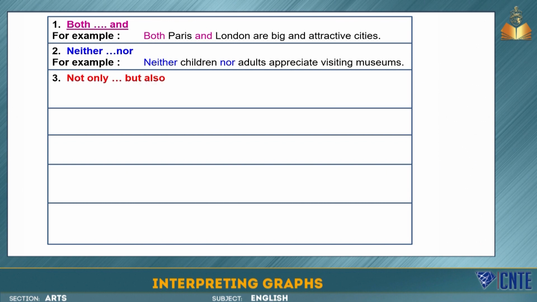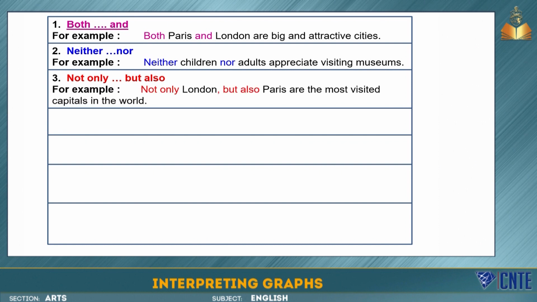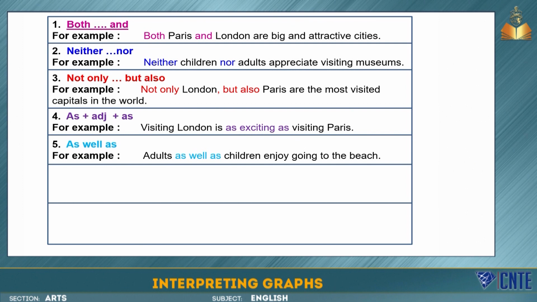You may also use not only but also. For example, not only London but also Paris are the most visited capitals in the world. As plus adjective plus as is another expression. For example, visiting London is as exciting as visiting Paris. Another expression is as well as. For example, adults as well as children enjoy going to the beach.